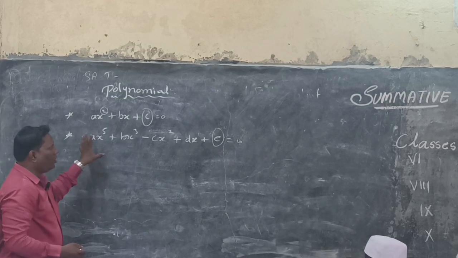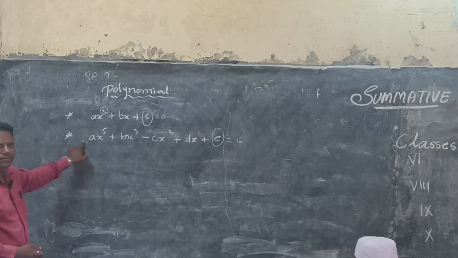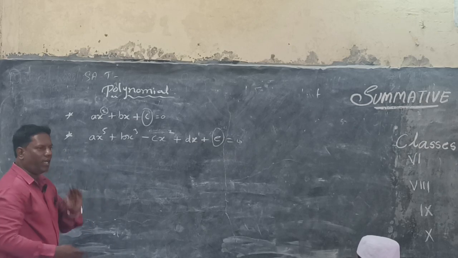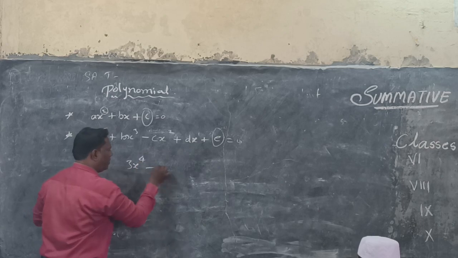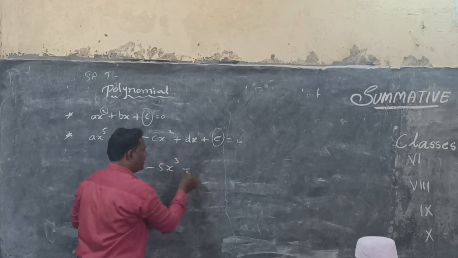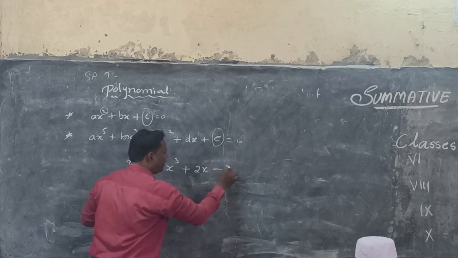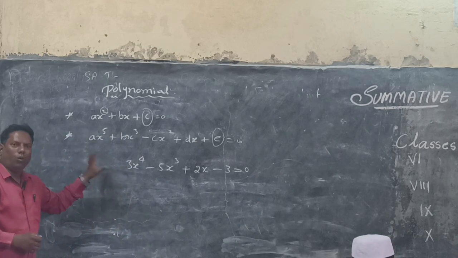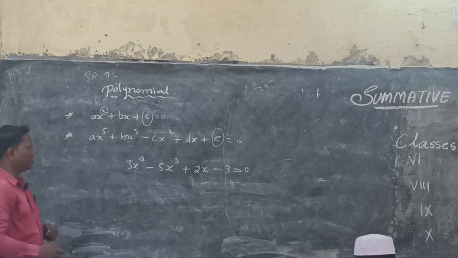Now, if I ask what is the degree of this polynomial? 5. Any doubt? No. Everyone understood? Yes. Now I am asking simple questions. Suppose 3x to the power of 4 minus 5x to the power of 3 minus 2x minus 3 is equal to 0. What is the degree of the polynomial here? 4. Very good.